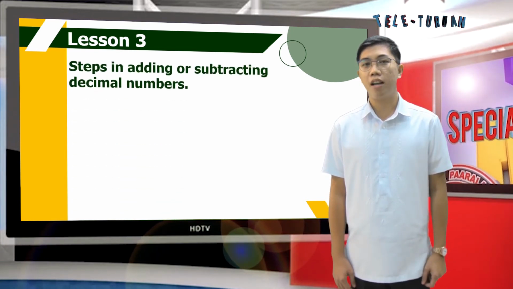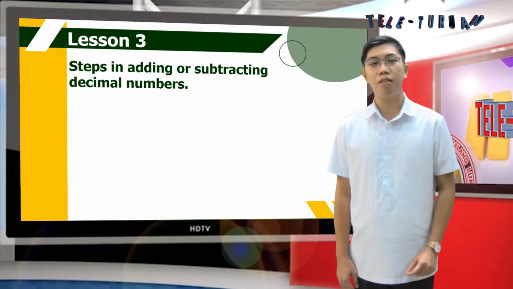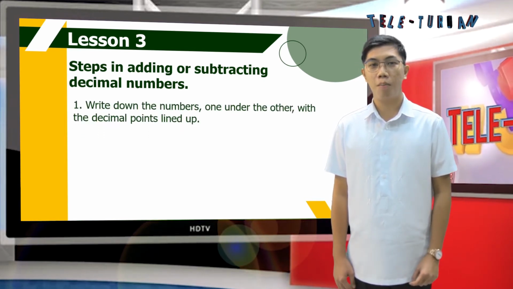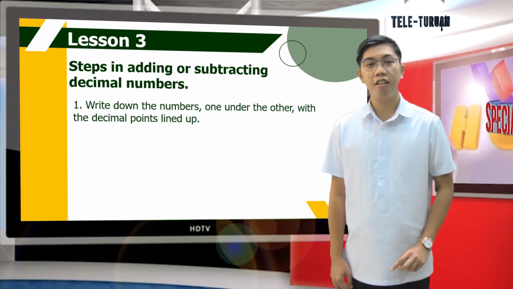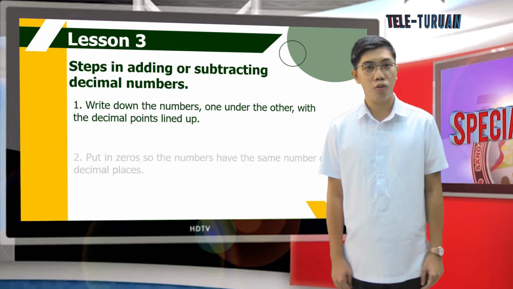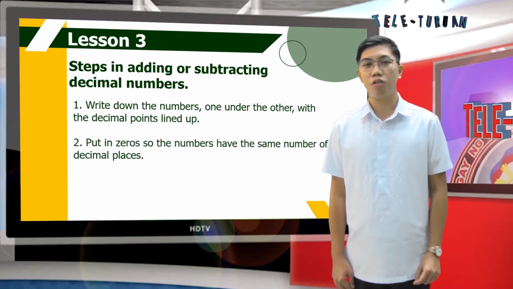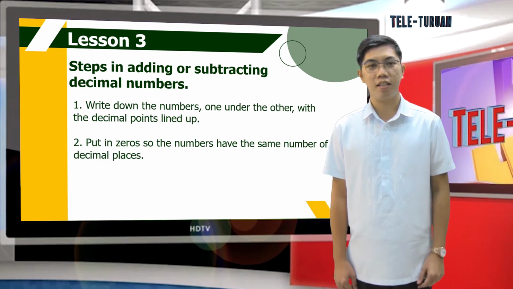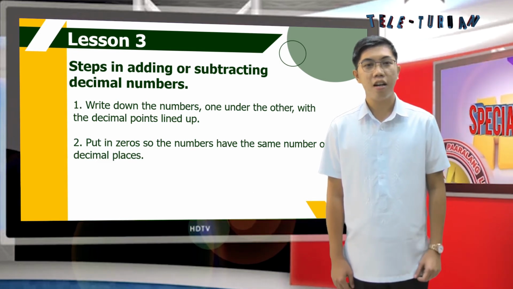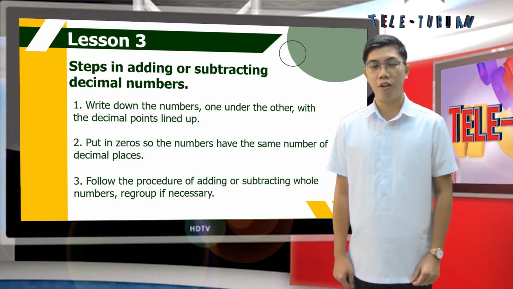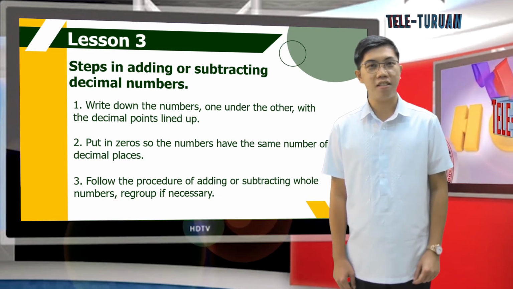To add or subtract decimals, you should follow the following steps. Number 1, write down the numbers, one under the other with the decimal points lined up. Number 2, put in zeros so the numbers have the same number of decimal places. And number 3, follow the procedure of adding or subtracting whole numbers. Regroup if necessary.